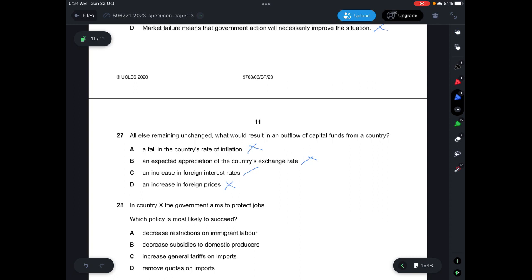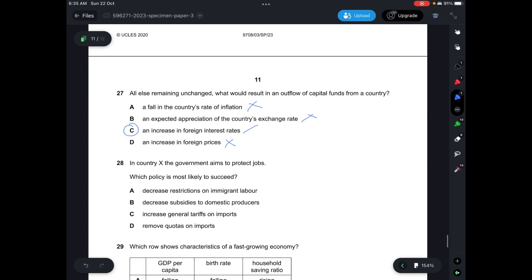But C, it says the increase in foreign interest rates. Most people would then actually end up saving money in that particular country. And so that's why when that's the case, there'll be outflow of capital funds. And then A, fall in the country's real inflation would mean that the price level would decrease, so then people would be able to buy more stuff. That's why in this case, there will be less outflow of capital funds. And B, an expected appreciation of country's exchange rate. There's an expected appreciation, then people would end up actually sending money into the country. So that's why that's not the answer.